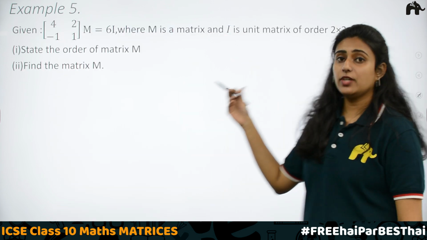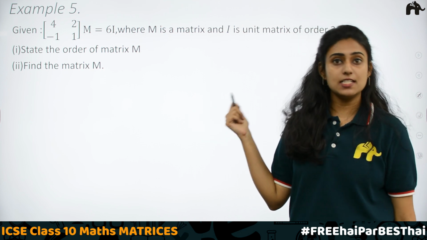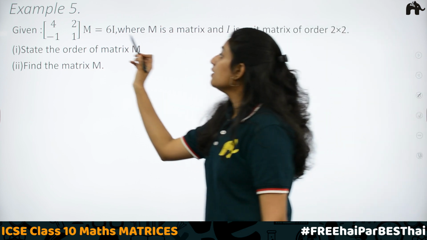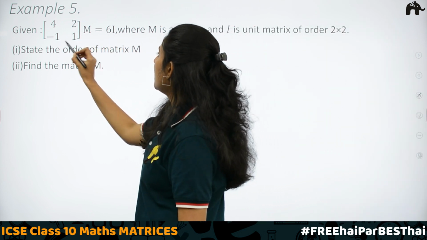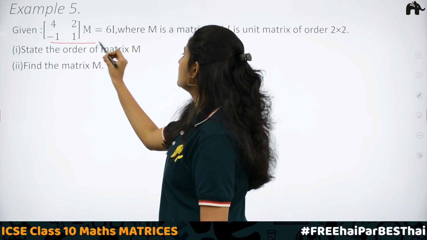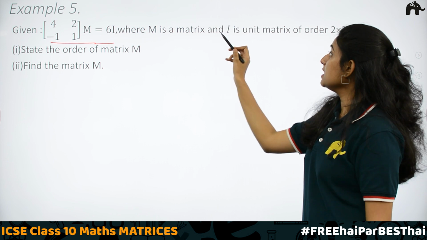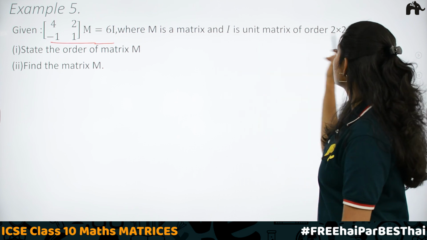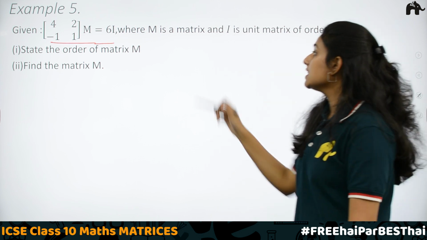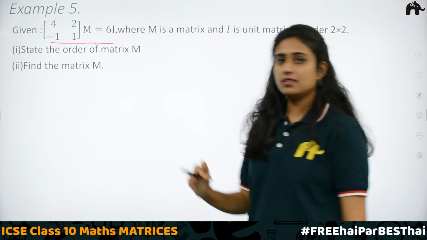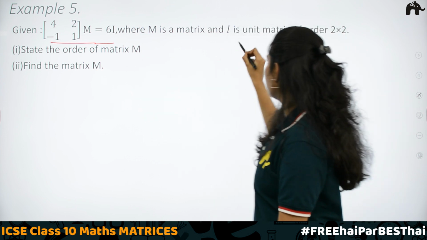Example 5, this is a question which was asked for 2019 board exam. Given [4, 2; -1, 1] into matrix M is equal to 6I, where I is the identity matrix. M is a matrix and I is a unit matrix of order 2 by 2. First, state the order of matrix M. Second, find the matrix M.